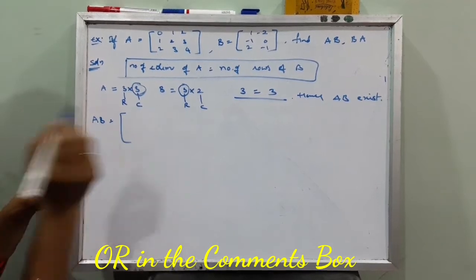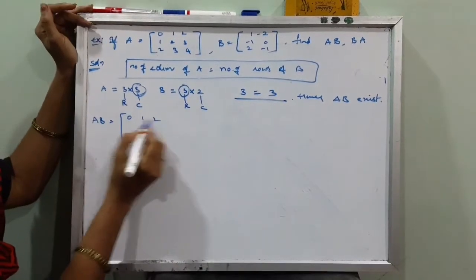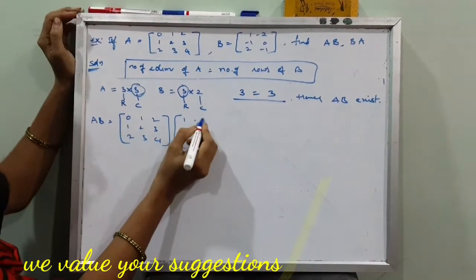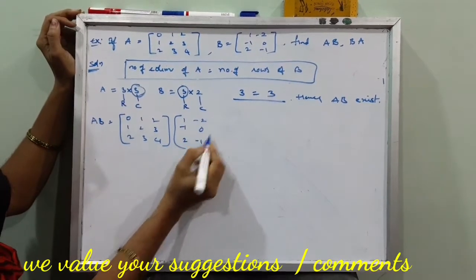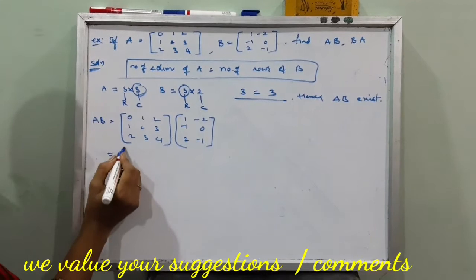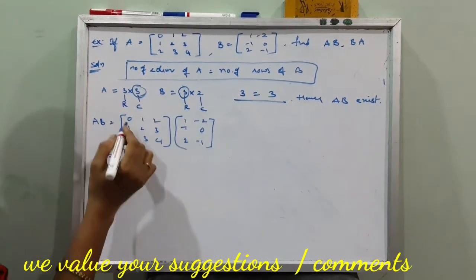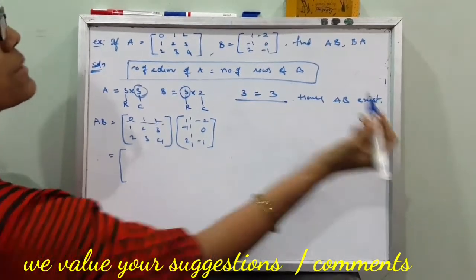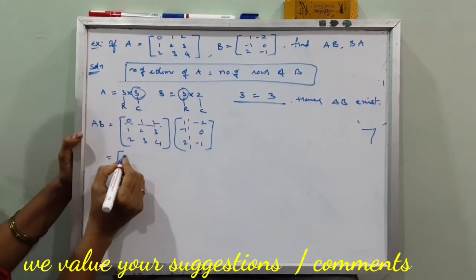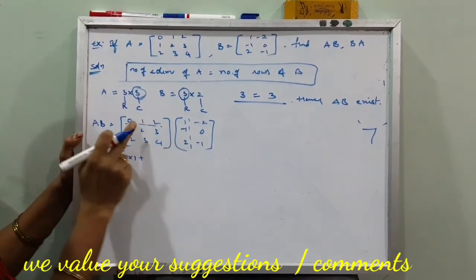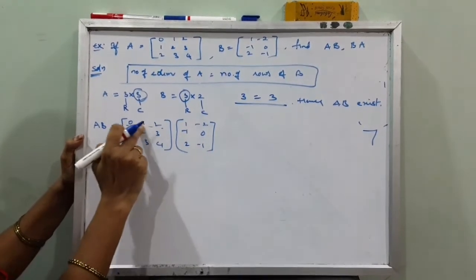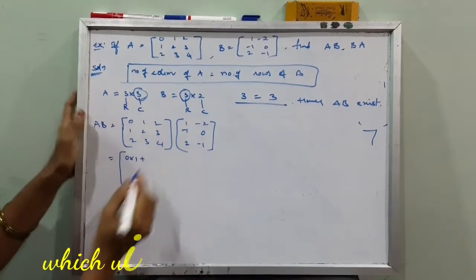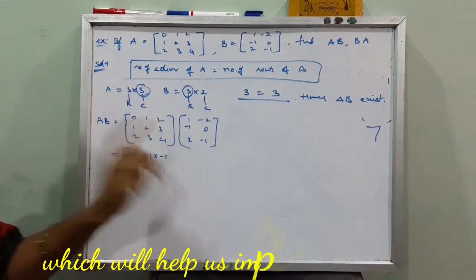Now AB is equal to, here A is 0 1 2, 1 2 3, 2 3 4, and B is 1 minus 2, minus 1 0, 2 minus 1. The first row by first column, remember this is a 7 shape: 0 into 1 plus 1 into minus 1 plus 2 into 2.